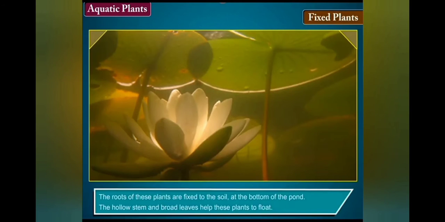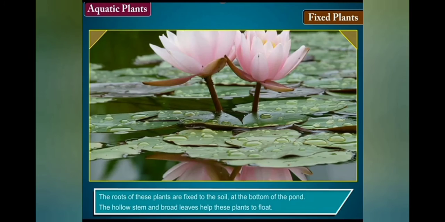The roots of these plants are fixed to the soil at the bottom of the pond. So these are the fixed plants. The hollow stem and broad leaves help them float. The roots of these plants are fixed to the soil at the bottom of the pond, and the hollow stem and broad leaves help these plants to float.